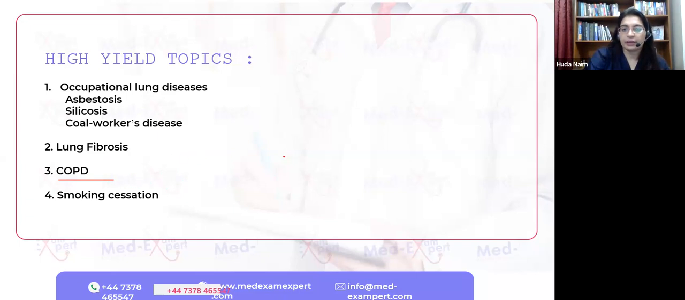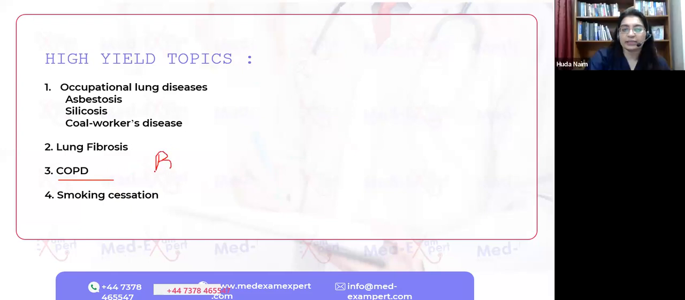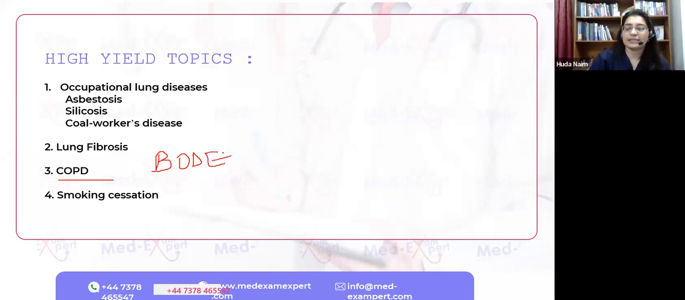a scoring criteria. GOLD is the guideline. That's not the scoring criteria. No, the FEV1 is basically to see the severity. I'm asking about the prognosis. It's the BODE index. Where you see the BMI of the patient and you see the exercise tolerance and all of those things. I think you must have seen it in your question banks. You must have come across it.